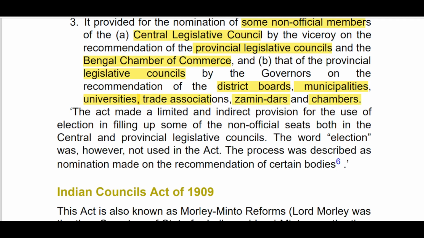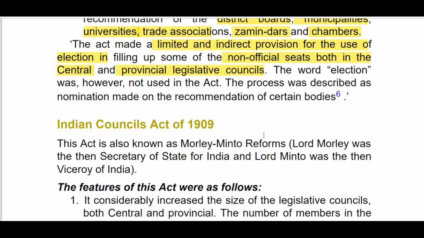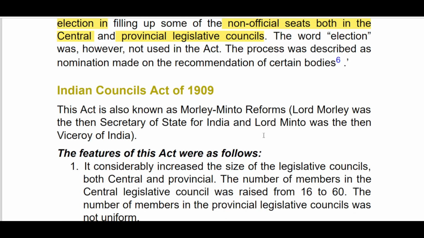The act made limited and indirect provisions for the use of election in filling up some of the non-official seats both in the central and also in the provincial legislative councils. The word election was however not used in the act. The process was described as nomination made on the recommendation of certain bodies.